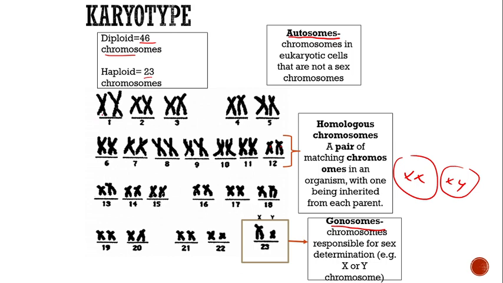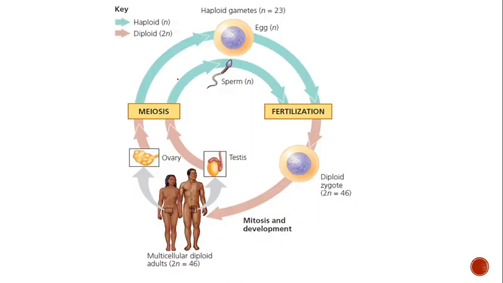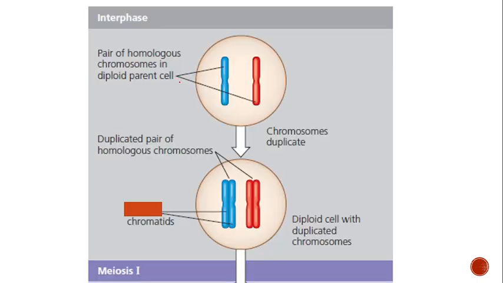That's how it's represented as your karyotype right over here. Good. So, as I've said, in interphase, just to summarize the whole entire meiosis: meiosis will start in interphase, then meiosis 1, and then meiosis 2. What happens in interphase? In interphase, you'll have chromosomes.